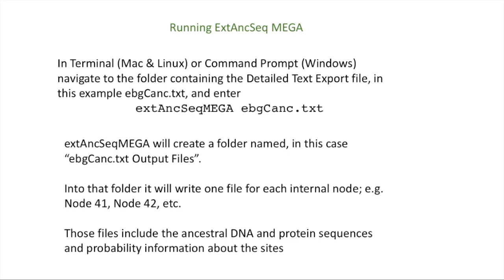In Terminal, for Mac or Linux, or Command Prompt in Windows, navigate to the folder containing the detailed export file. In this example, that file is ebgc-enc.txt. And enter extantseek mega, the name of the program, space ebgc-enc.txt, the name of the input file, and hit return.